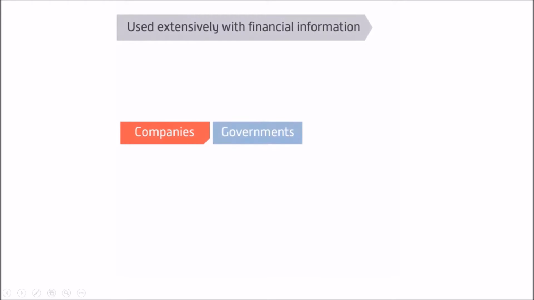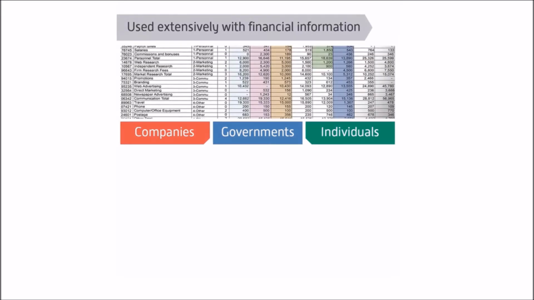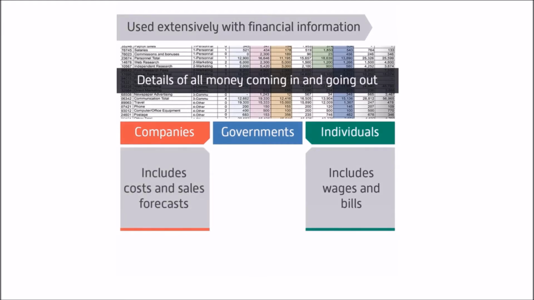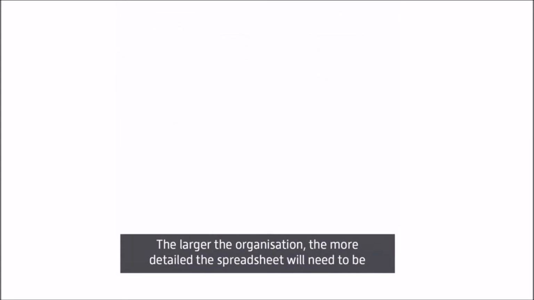Companies use it, governments use it, and even individuals use it. In each of these situations, spreadsheet software is likely to be the tool that's used. The spreadsheet will contain details of all money coming in and going out. For individuals, this will include wages and bills. For companies, this would include costs and sales forecasts. For governments, it would be tax revenue as well as expenses such as health and education. Typically, the larger the organization, the more detailed a spreadsheet would need to be.